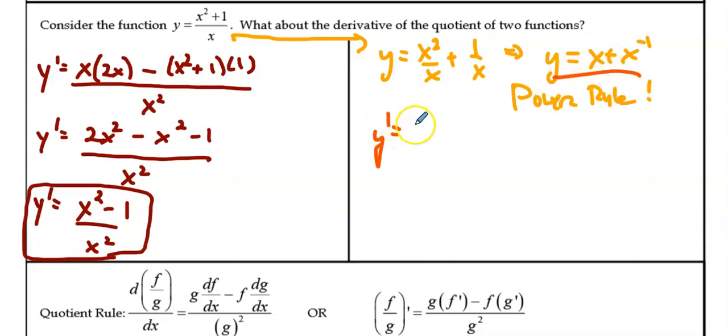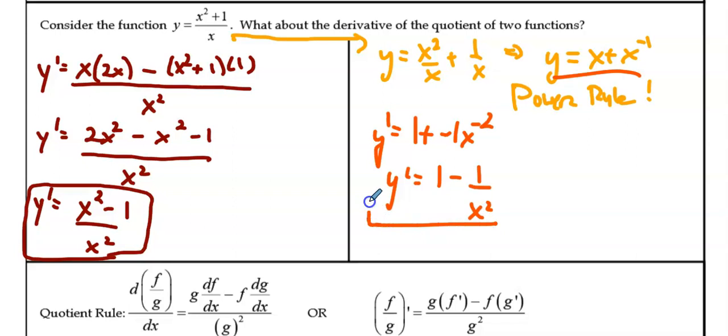So the derivative of x is just going to be 1, plus, we're going to take negative 1 and move it down in front of the x. So we're going to get negative 1 x to the 1 less power. And so we're going to get that the derivative is going to be equal to 1 minus 1 over x squared. And we look at these and we compare them.